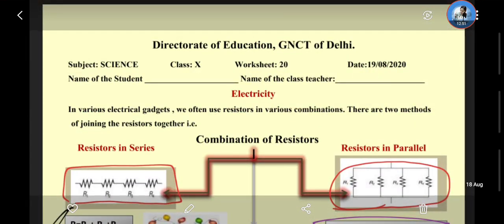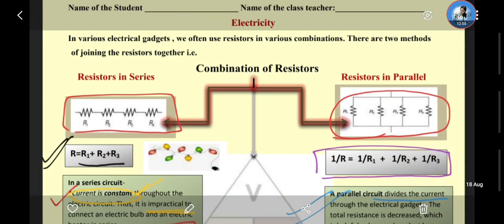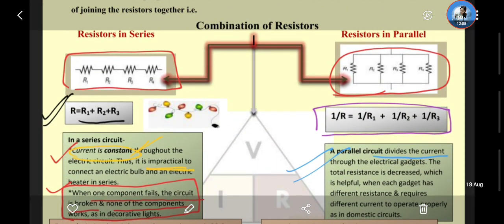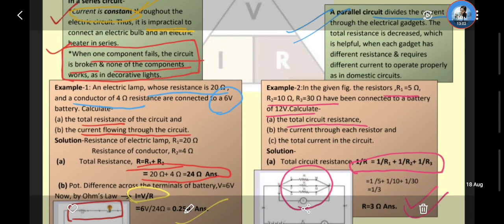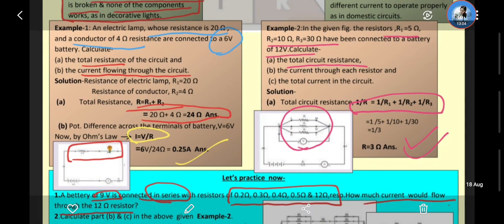I think this worksheet is clear to you. What is resistance? What are the different combinations of resistors? What is the disadvantage of series circuit? What is the advantage of parallel circuit? And how to solve series and parallel circuits easily.